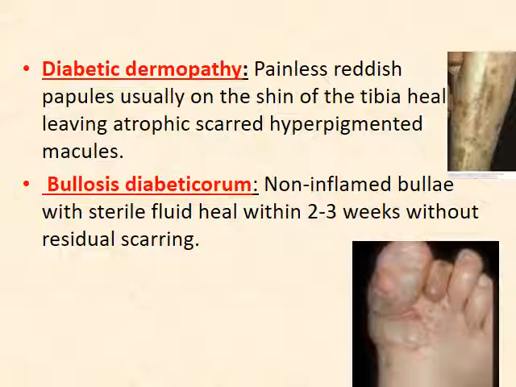Diabetic dermopathy, spotted leg syndrome. At the beginning it is reddish, then it becomes brown and hyperpigmented. It's due to atrophic skin. Bullosis diabeticorum is a non-inflamed bulla with sterile fluid, healing within 2 to 3 weeks without residual scar.